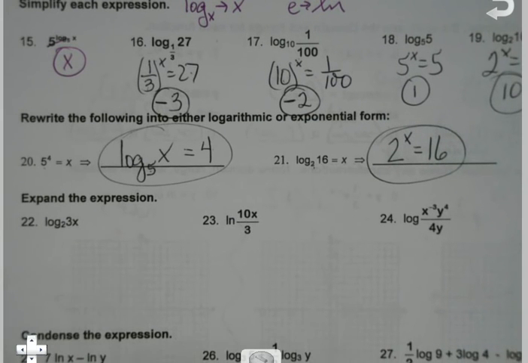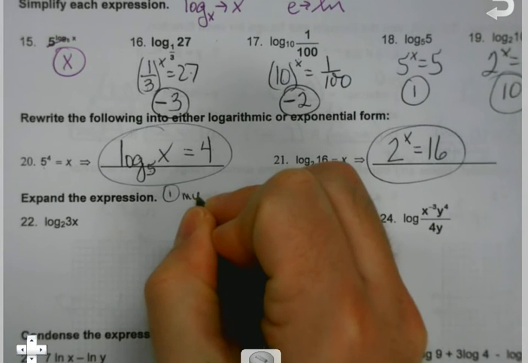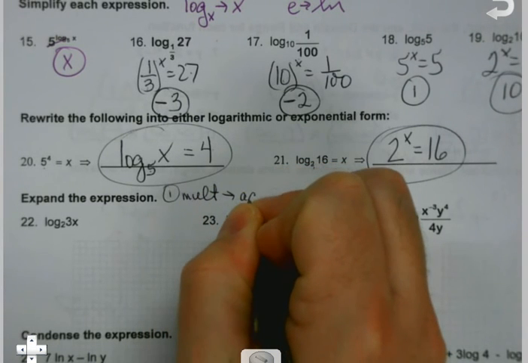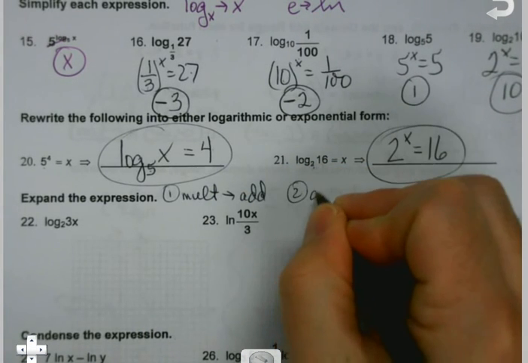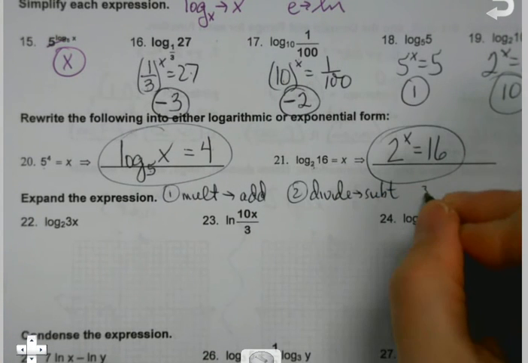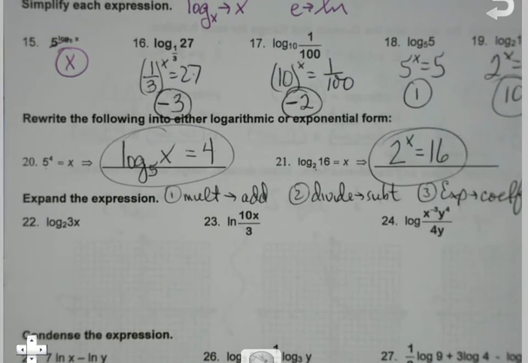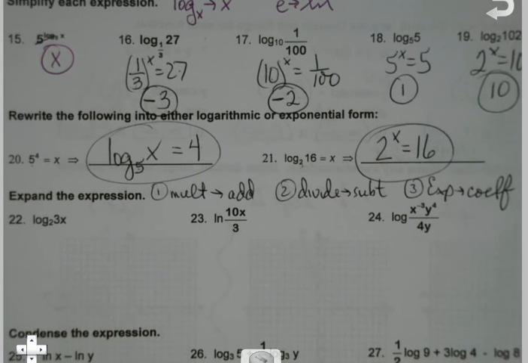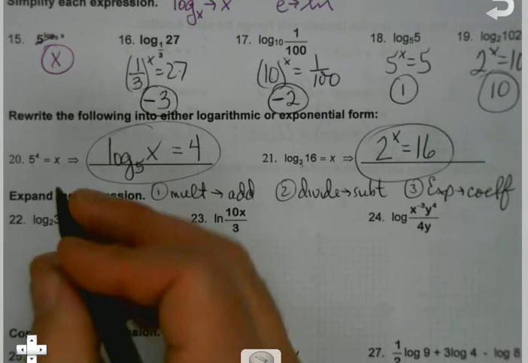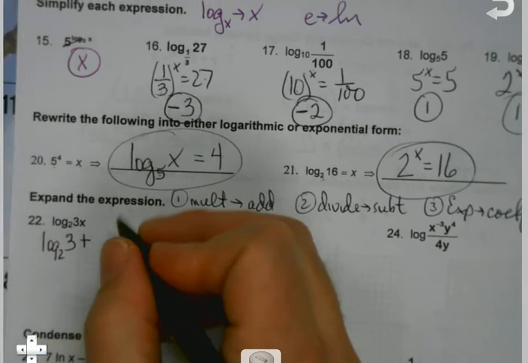Okay, expanding expressions, reminders. Multiply becomes add. Divide becomes subtract. And exponents become coefficients. And I basically want to go somewhat in that order. Okay, and kind of take my time. So here I notice, okay, 3 times x, that's a multiply. So I take my log base 2, and wherever the multiplication dot would be is where I start over again.